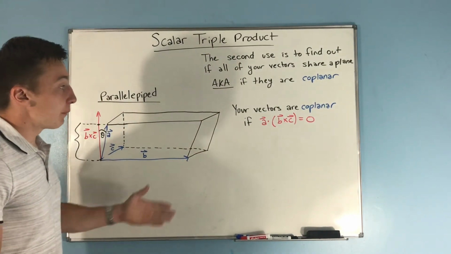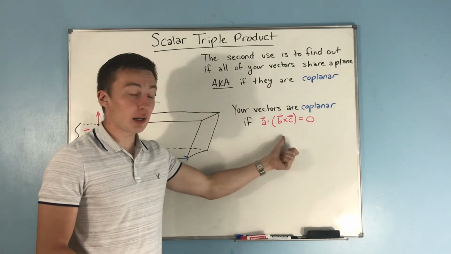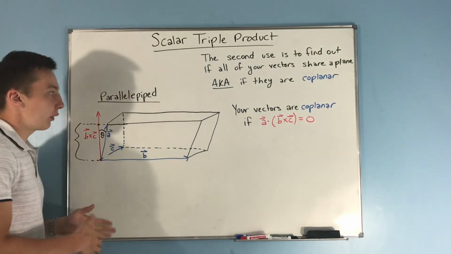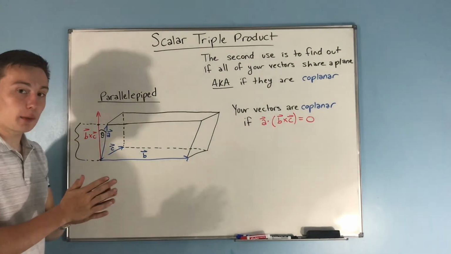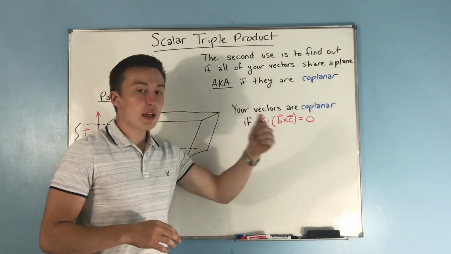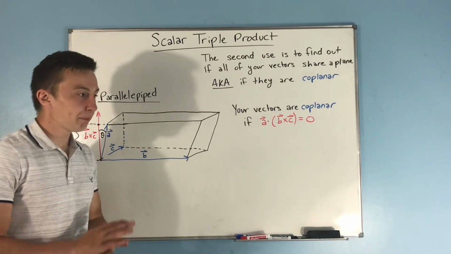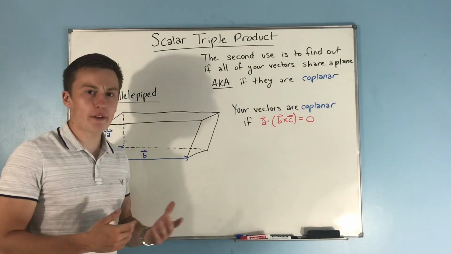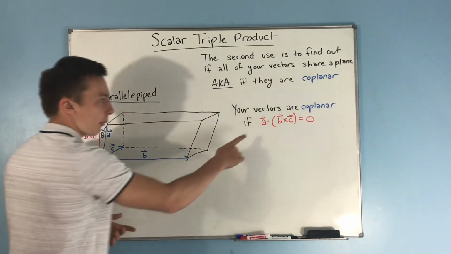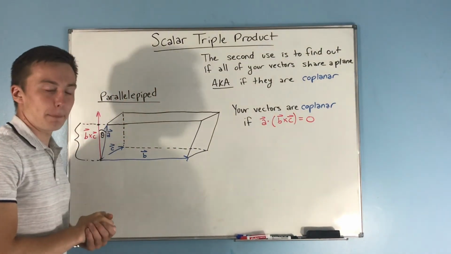Your vectors are coplanar if your scalar triple product equals 0. And think about it. I'm going to bring back up this parallelepiped. If your scalar triple product is 0, that means that the volume of this parallelepiped is 0. And assuming that you don't have some 0 vector in here, what that means is that either your dot product is 0 or your cross product is 0.